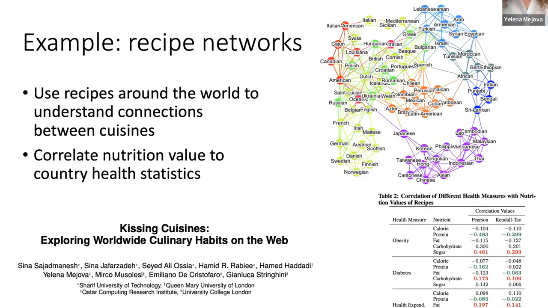Or you could look at recipes. So this is text as well. You can extract some information from that and build some fun stuff like ingredient networks, where you say, aha, these cuisines are close to these cuisines, but not these other ones. And also relate this to some national health statistics and say, well, when you have, I don't know, a lot of sugar, it's closer to obesity, etc.